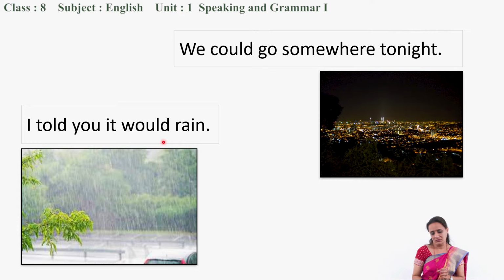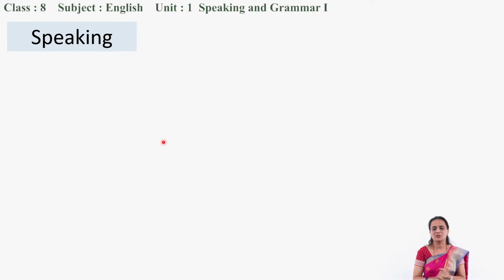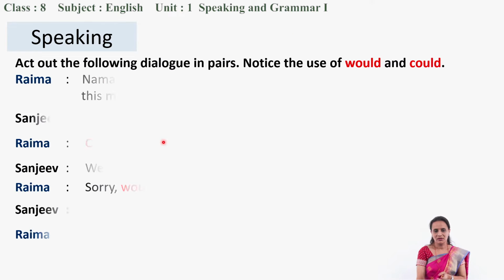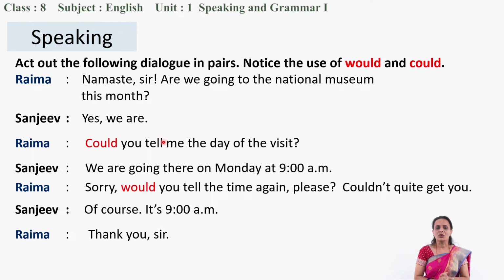Here we have the dialogue. Let's see it. Speaking part. Act out the following dialogue in pairs. Notice the use of would and could. As we did in the example before, we have noticed the use of could, would and one more word. What is that? Could, would and can. Very good. Very good. Now let's start this dialogue part.